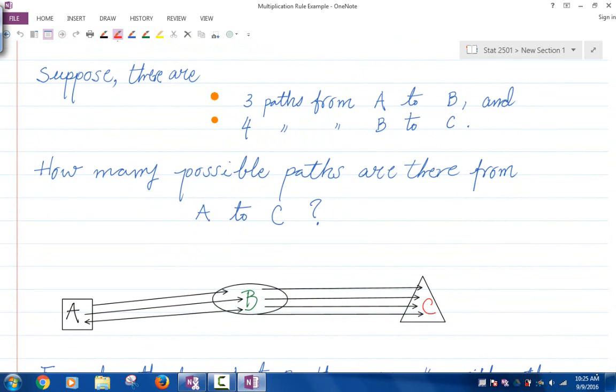So I have location A, B, and C. From A to B, I have 3 paths. From B to C, I have 4 paths. Right? What's the total number of paths from A to C? You can just count it, right?